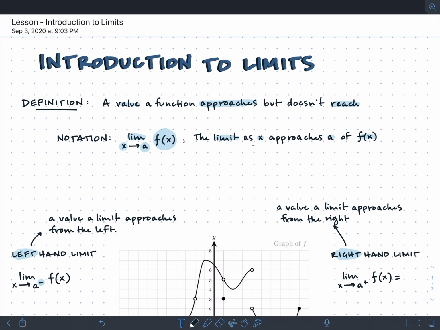Okay. We may see specific functions, so we may see something like this. This means the same thing. This is saying that a is the same thing as 2, and f of x is now 3x plus 5.